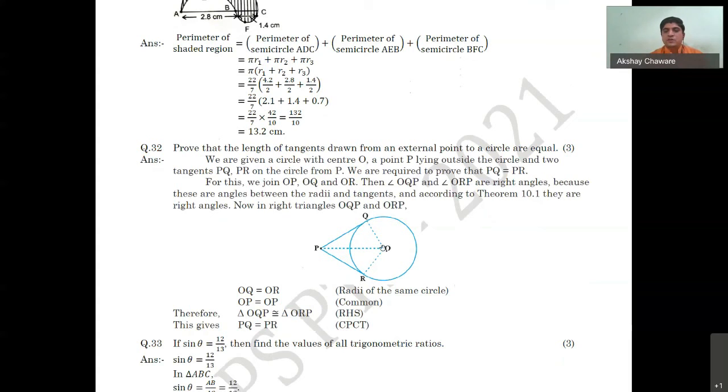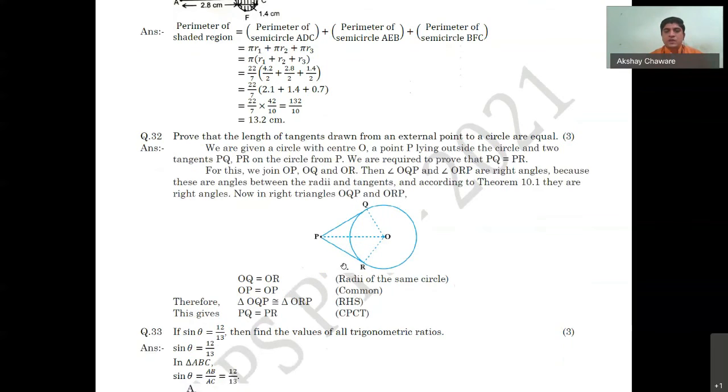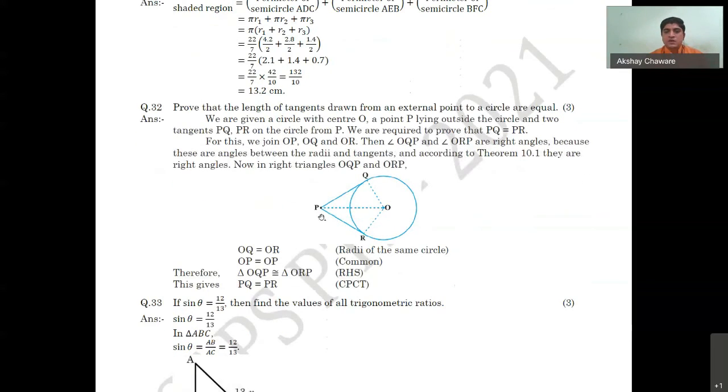So basically this OP is a hypotenuse. So these two triangles are congruent by RHS rule, and therefore we can say that PR is equal to PQ. Here it should be PQ. PR is equal to PQ.